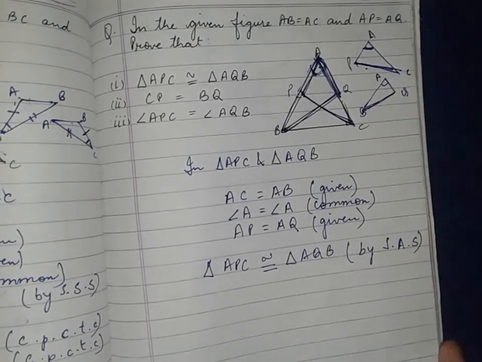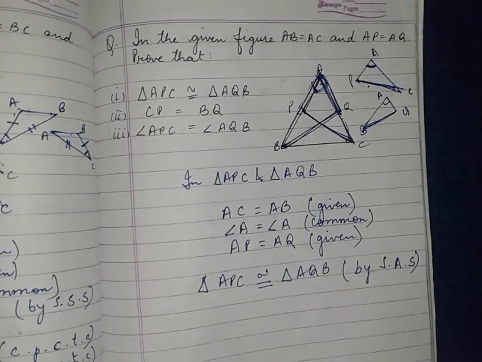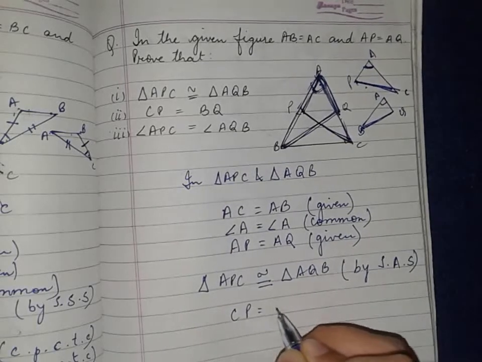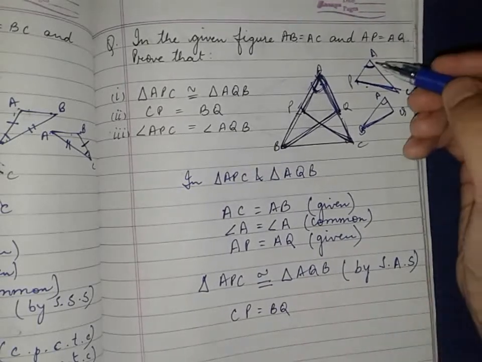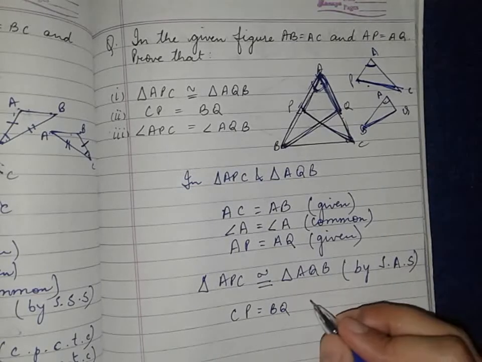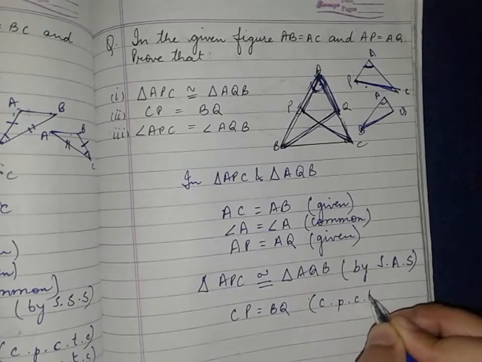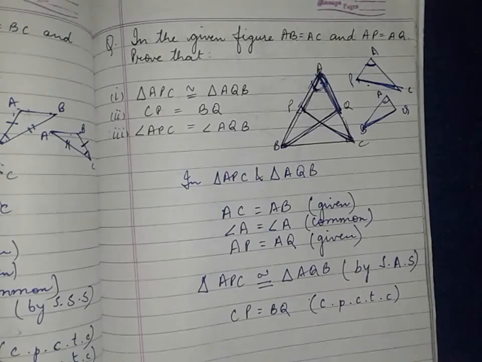So these are the corresponding sides of congruent triangles. So they will be equal by CPCTC. CP is equal to BQ. How are they corresponding sides? Both are opposite to equal angle A. CP is equal to BQ by CPCTC.